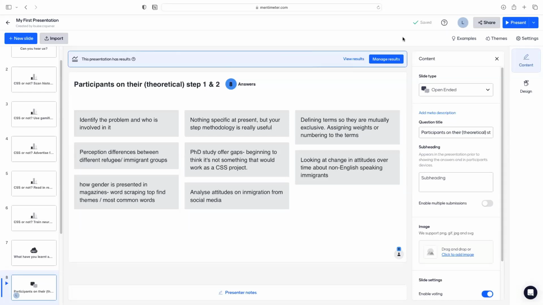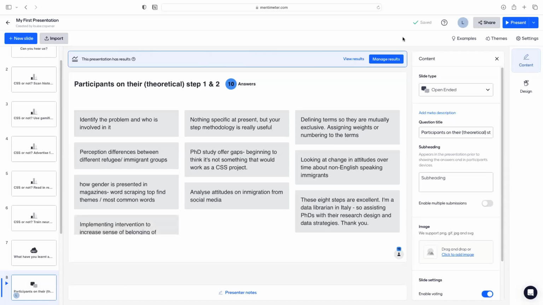Looking at the change in attitudes over time about non-English speaking immigrants. Again, that would be a really good one to explore with some web scraping. You could scrape some tweets, although it's an interesting one, right? Because when you scrape Twitter, you've got to think, you're not getting, that demographic is largely male. It's going to be quite young as well. So there are pros and cons to using these different methods. Analyze attitudes on immigration from social media. Yeah, sweet. So we've got quite a bit on that.